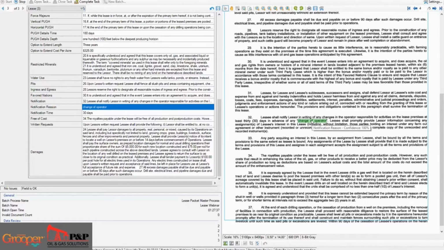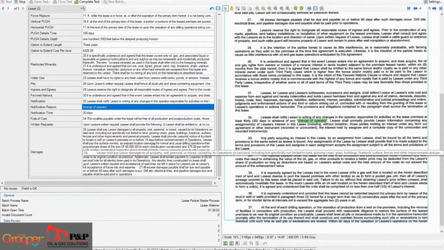The confidence score is how closely the answer matches the rules that I gave Grooper. Here, change of operator is one of the predetermined reasons why somebody would need to notify somebody, which I put into my list of why somebody might need to get notified. Because it matches 100%, it's 100% confident that that is a possible answer.